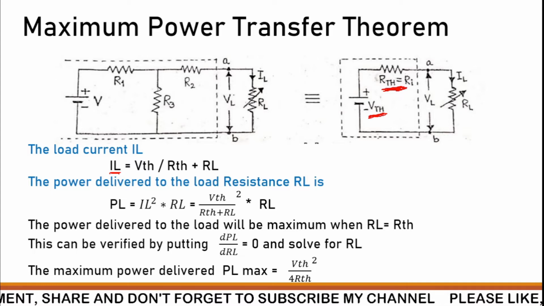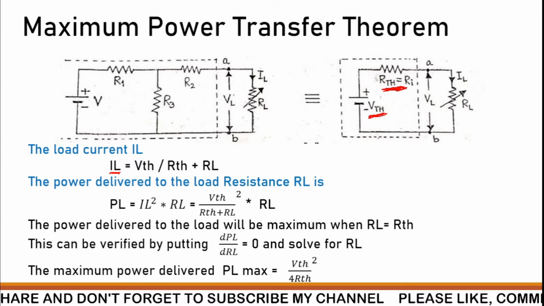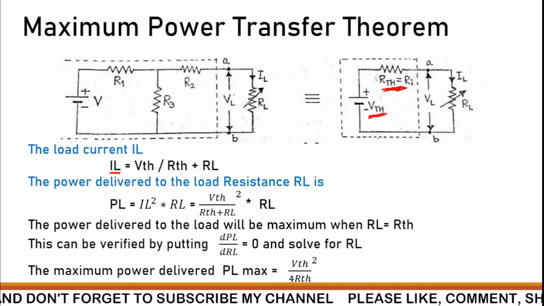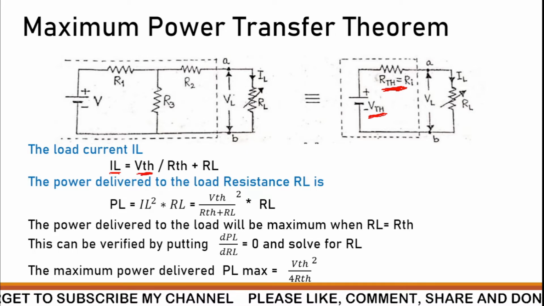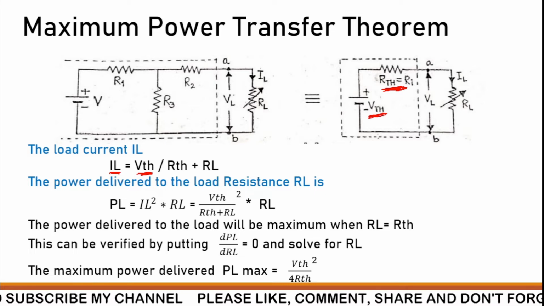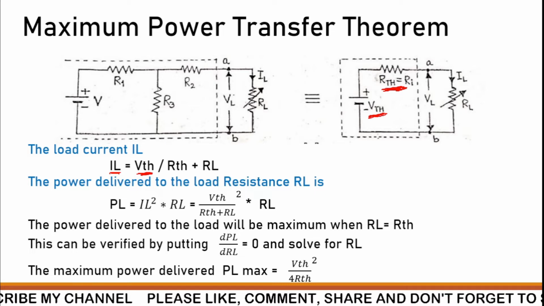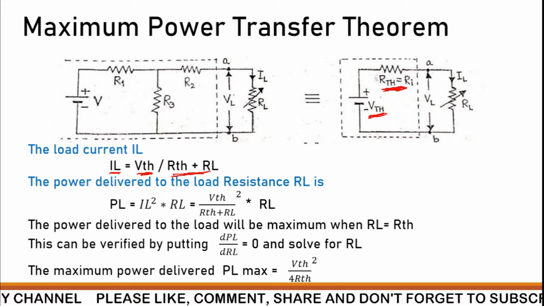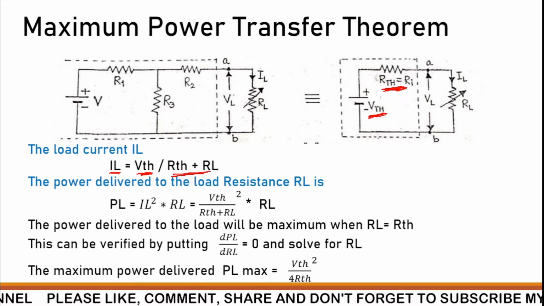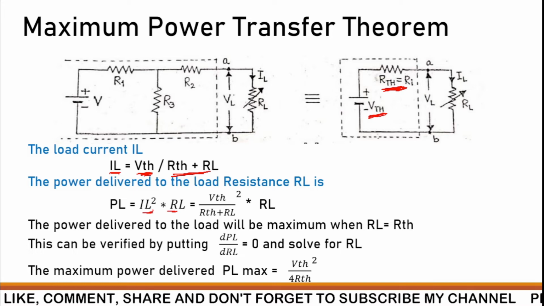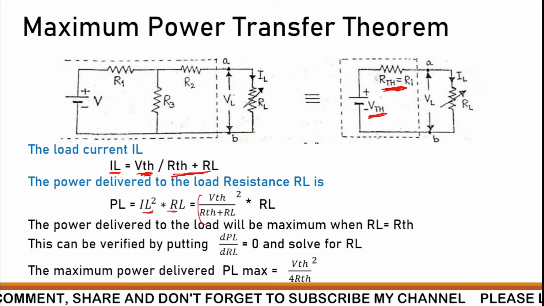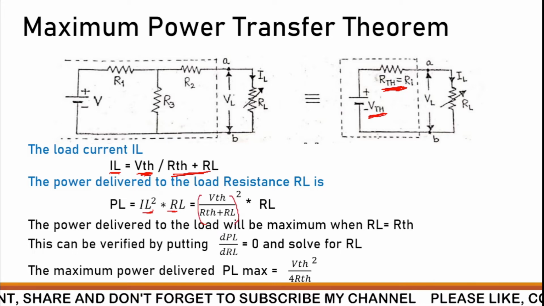So the total current that is flowing through this RL is nothing but the voltage supply, that is VTH, divided by the total resistance. Total resistance means RTH and RL, they are in series. So RTH plus RL, this will be the load current. So the power we can calculate as IL square into RL. So we have PL equals VTH divided by (RTH plus RL) whole square, times RL.